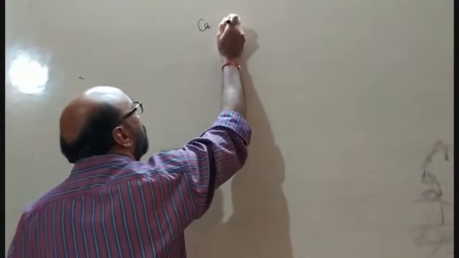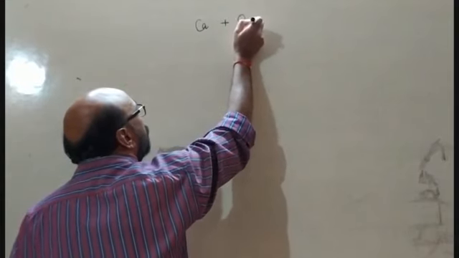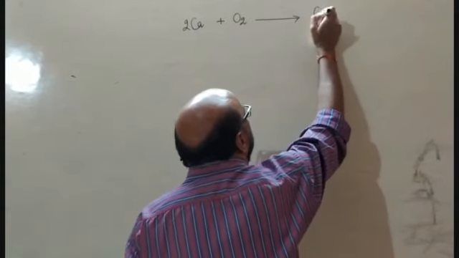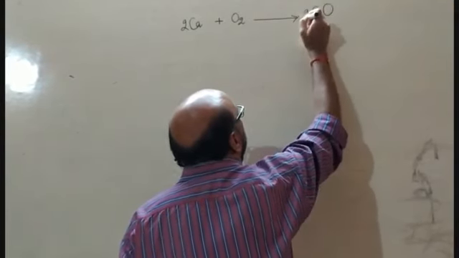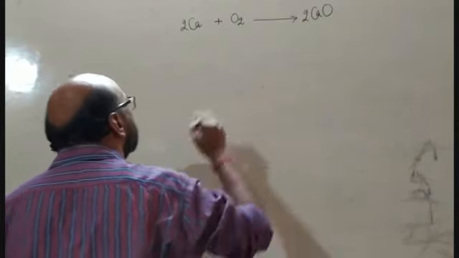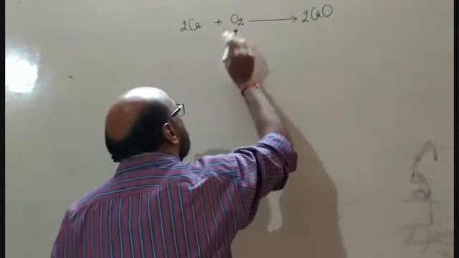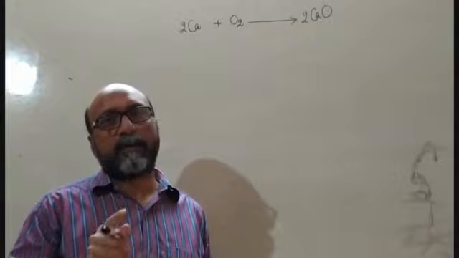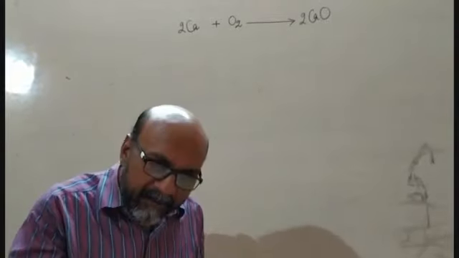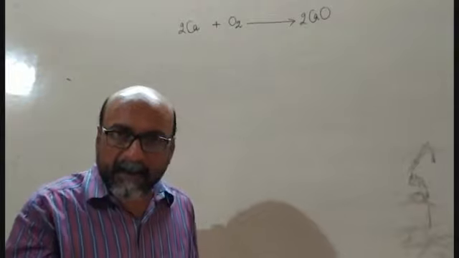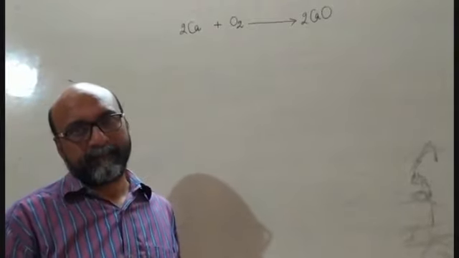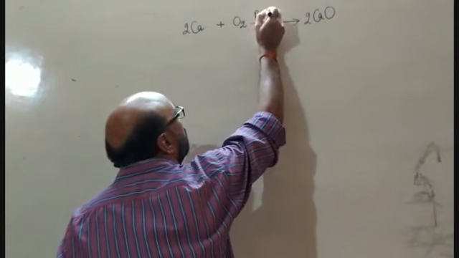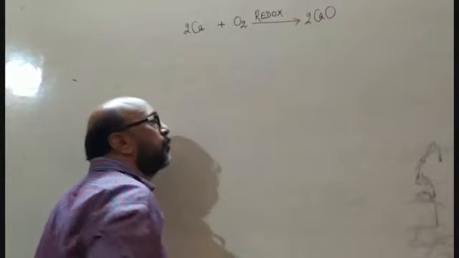Calcium reacts with oxygen to form calcium oxide. It is a chemical reaction in which both oxidation and reduction are taking place simultaneously. Therefore, this reaction is called redox reaction.